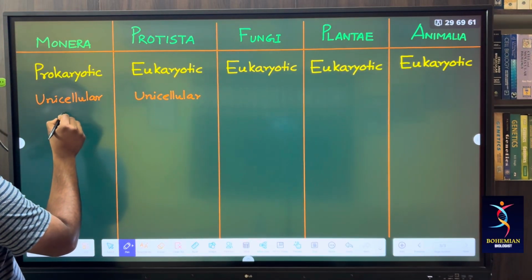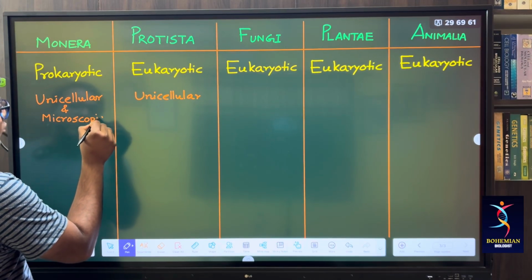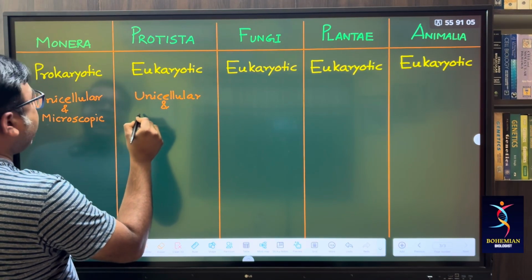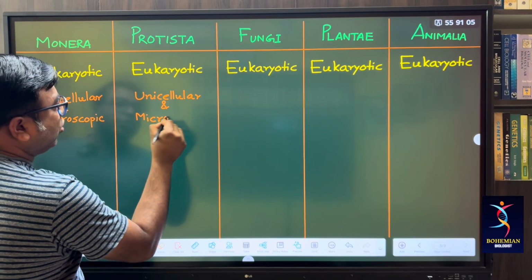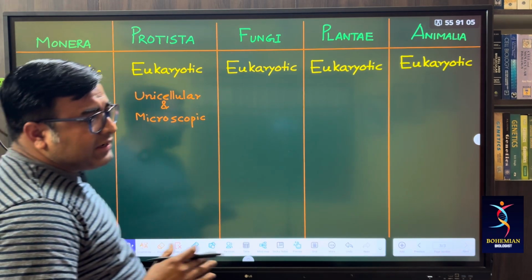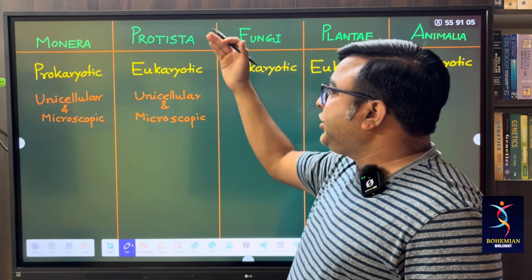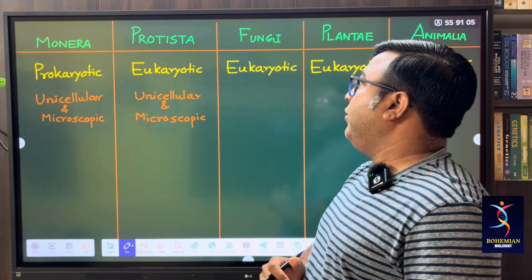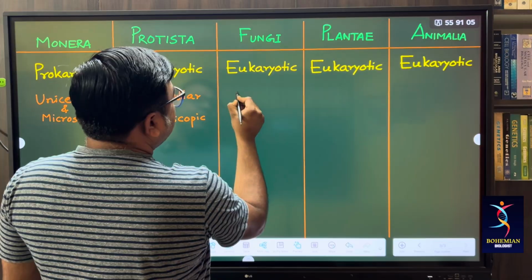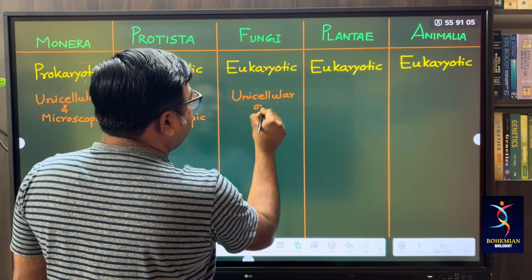As they are unicellular, they are also microscopic. That means we can't see these organisms with the naked eye. We have to see them with the help of a microscope. So this is the major difference between Monera and Protista. Monera are prokaryotic and unicellular, Protista eukaryotic and unicellular. What about fungi? Fungi may be unicellular or multicellular.